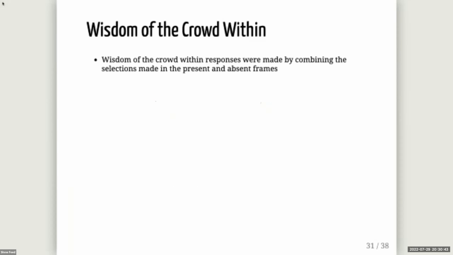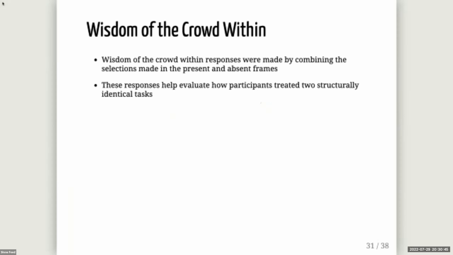So we have the wisdom of crowd aggregate, which looks at all individuals at the aggregate level, but we also have a wisdom of crowd within responses, which are made by combining the selections made in the present and absent frames. If you just combine the responses within an individual, you'll get the wisdom of crowd within aggregate. And these responses can help us evaluate how participants treated 2 structurally identical tasks.